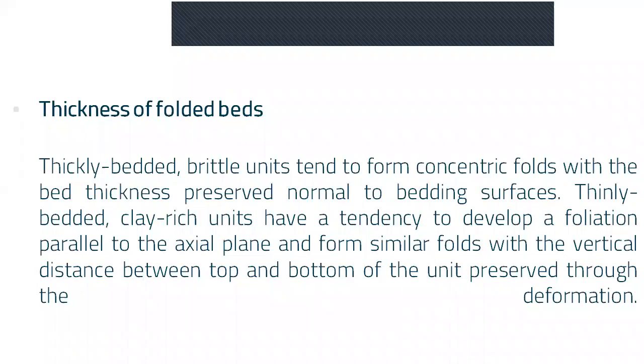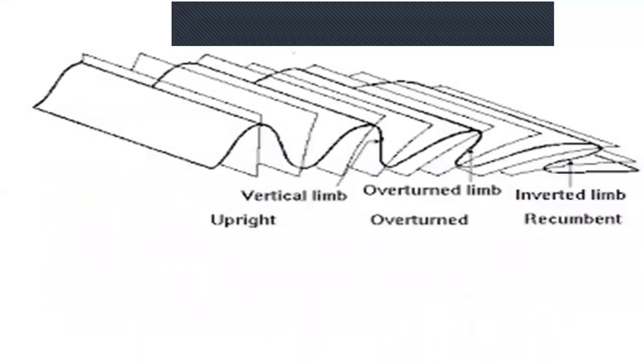Thickly bedded brittle units tend to form concentric folds, with the bed's thickness preserved normal to the bedding surface. Here you can see the dip beds, vertical limbs, they are showing upright direction, overturned limbs, where the limbs are getting overturned, inverted limbs, and it's showing the fold of a recumbent fold.